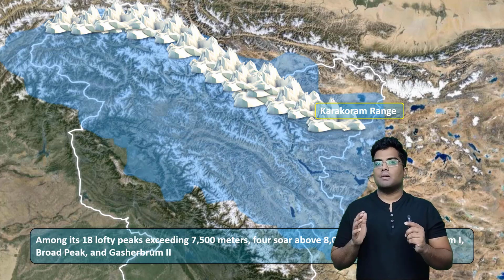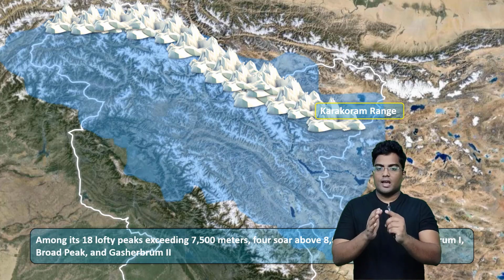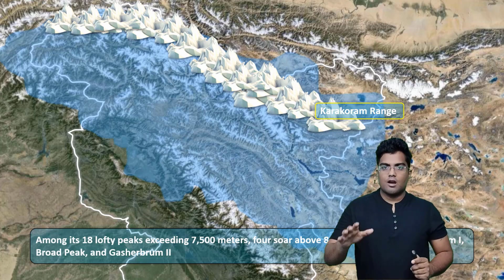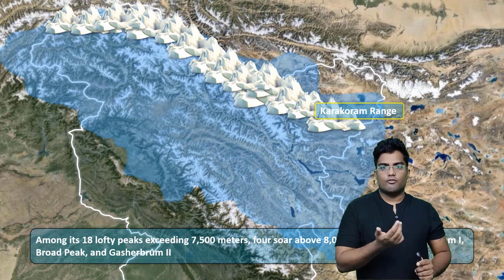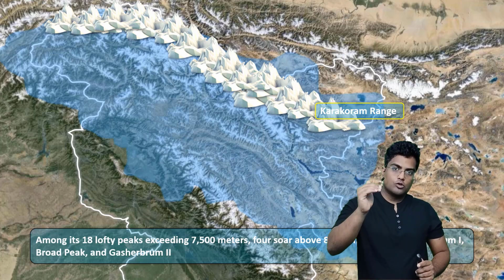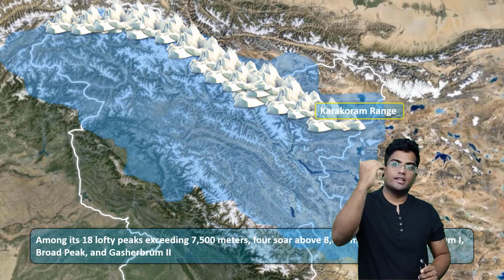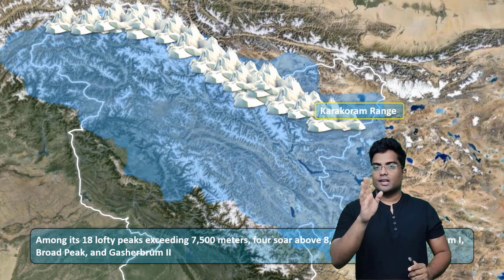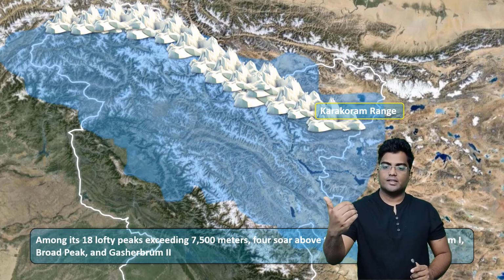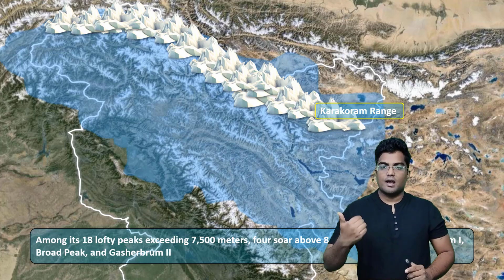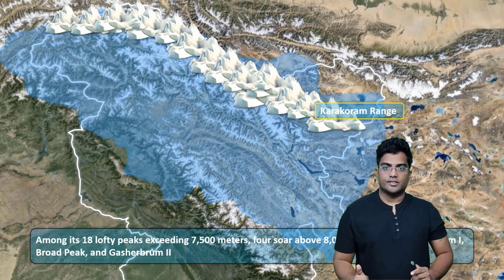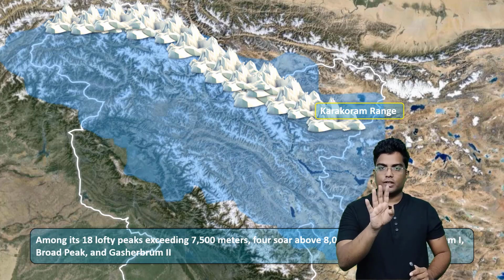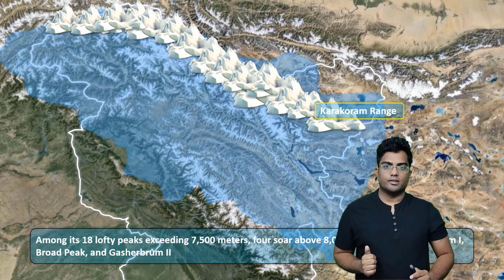So there are many peaks. Essentially, the Karakoram range is a set of a lot of mountains. Among these mountains, there are 18 mountains which exceed 7,500 meters, and out of these mountains, there are around 4 of them which exceed 8,000 meters.